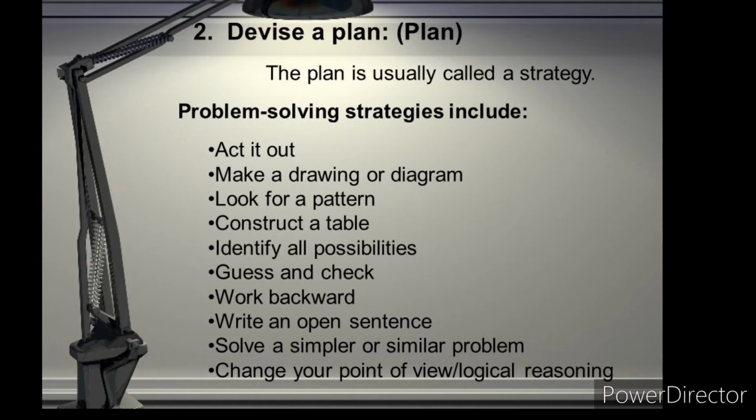The second to the last one is solve a simpler or a similar problem. Some problems are difficult because they contain large numbers or complicated patterns. Sometimes the simpler representation will show a pattern which can help solve the problem. The last one is change your point of view. When the first plan is unsuccessful and you need to change your plan, students tend to return to the problem with the same point of view.